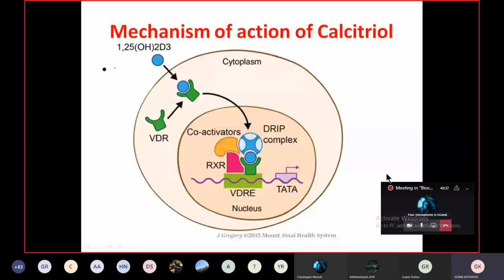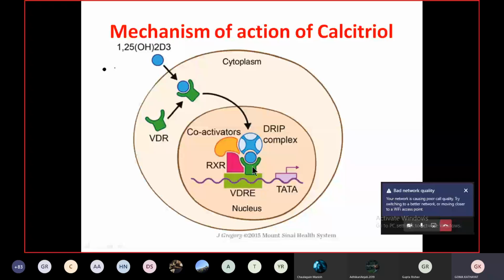This hormone complex then enters the nucleus. First, it forms a heterodimer with the retinoid X receptor. Then it binds with the vitamin D response element present in the DNA, and then with the co-activators, which initiate transcription. Now the messenger RNA is formed, it leaves the nucleus and undergoes translation, leading to the formation of proteins.